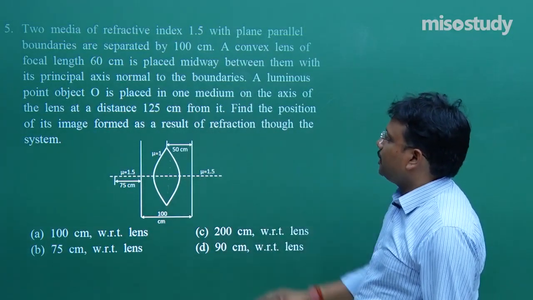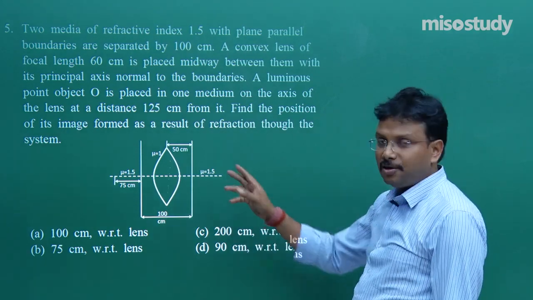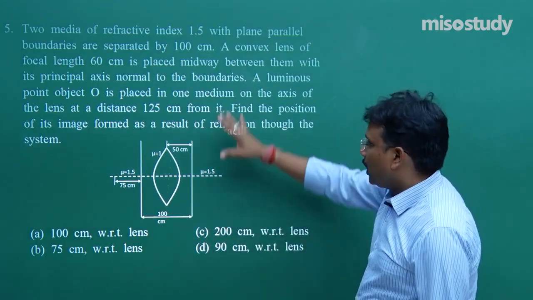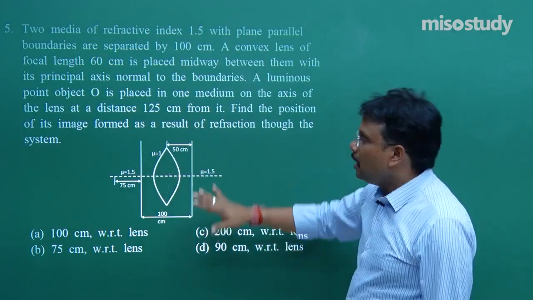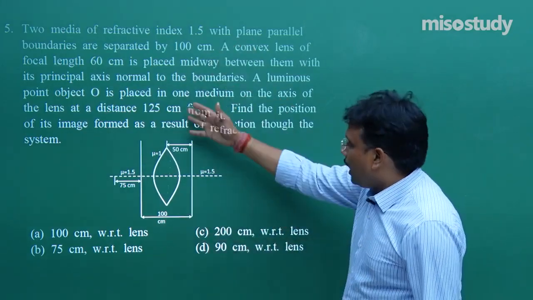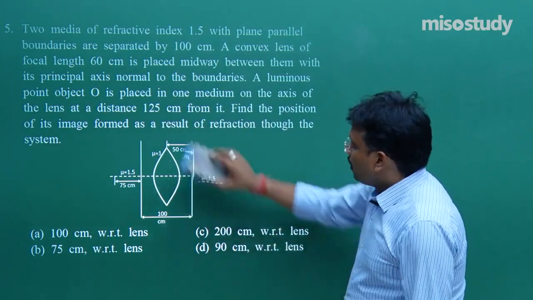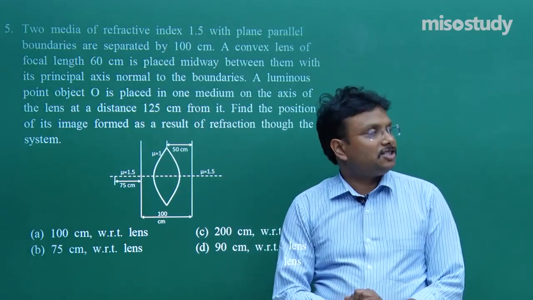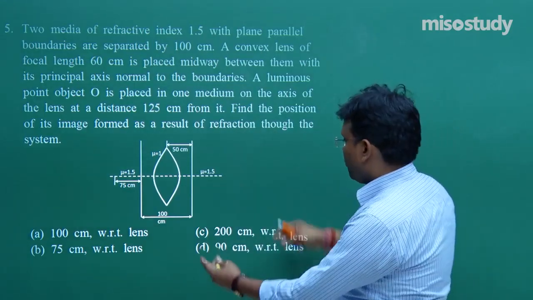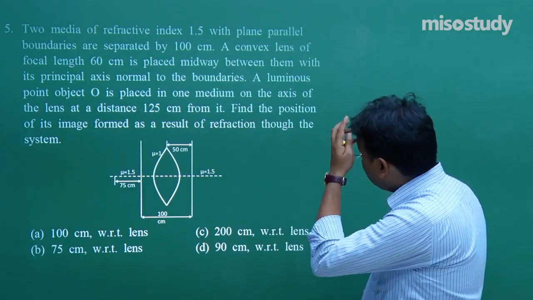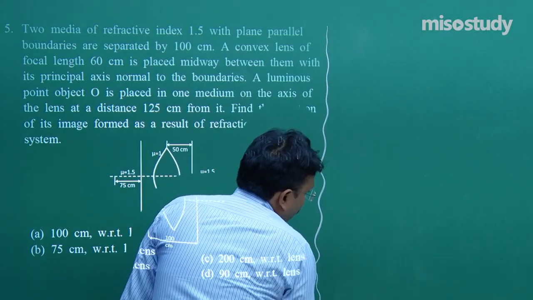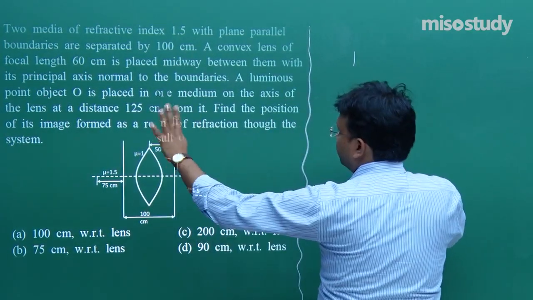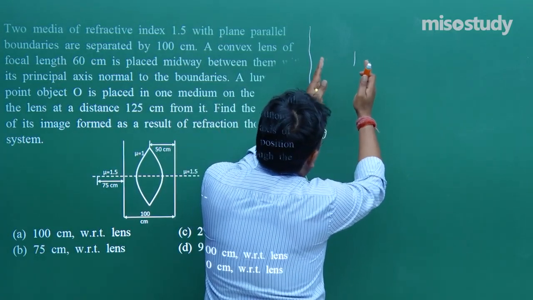Find the position of its image formed as a result of refraction through the system. The question is self-explanatory, the diagram is also given. So, read it the way I read and then try to understand. Fine. What I will do, I will provide you the solution of this particular problem in such a manner so that you can visualize. Because as such no place is available over here, so what I will do, I will use this space. Fine. Now, because the question is clear to you, whatever I am writing, please try to focus on that.